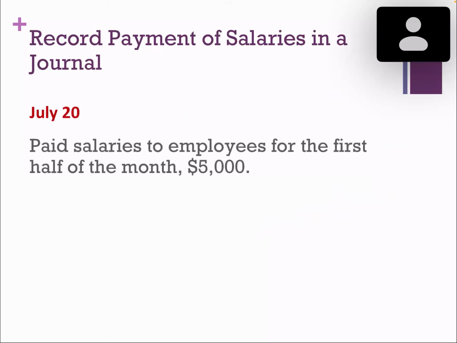Okay, salaries. So paid salaries to employees for the first half of the month. Okay, so think about this. Our cash is going down. We're paying out cash. Okay, so we're crediting that account, 5,000. And then it's not a liability. It doesn't say that we owed them. And so now we're paying them. Instead, think of it as the business consuming the work or using up the work of the employees. Okay. So our equity is going down.